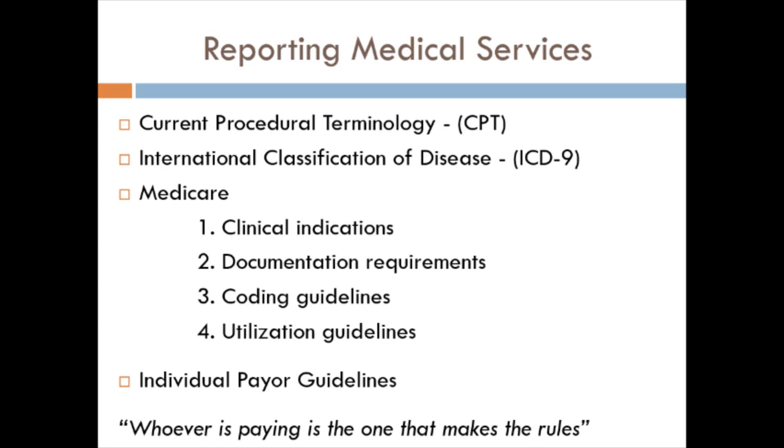Remember with Medicare, you've got four things to consider. The clinical indications, which is what can I do the exam for, or any test, of course. Documentation requirements: what do I have to prove that I did? What do I have to write down? What do I have to type in the computer? Coding guidelines: any specific modifiers, bundles, exclusions, rules, and regulations that I need to be aware of when I'm reporting the examination to whoever's paying for it. And of course, utilization guidelines. How often can I do things? How often can I perform a comprehensive exam? How often can I perform an intermediate exam? How often can I do this test? Those are utilization guidelines. And remember, whoever's paying for it is the one that makes the rules on all this stuff.